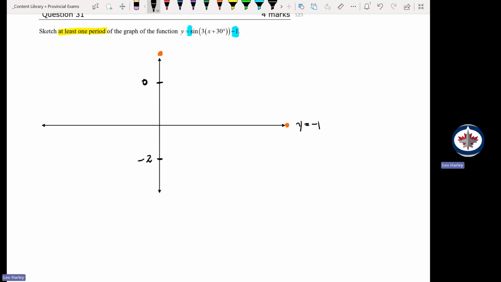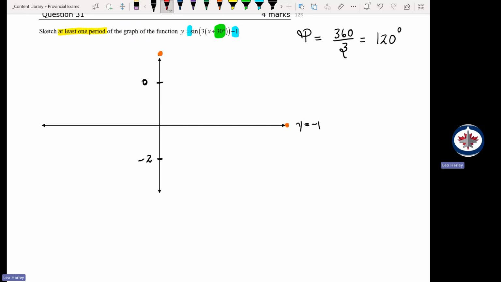Next, what is the period of this function? And they made it awkward. We have to do it in terms of degrees because of the nature of the shift. So you're going to do 360 divided by 3. So that's not the worst thing. What is 360 divided by 3? 120 degrees. Okay.